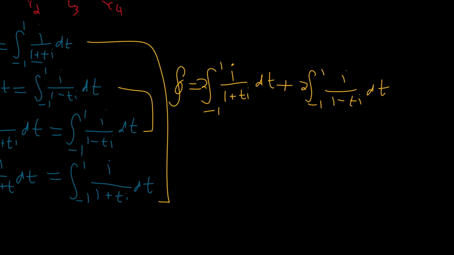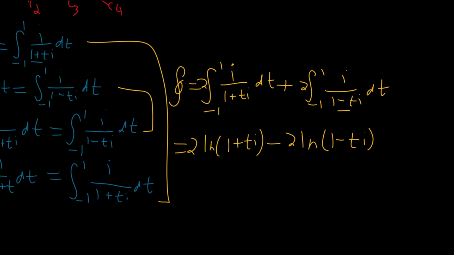And these right here are really just natural log integrals. So here, this is going to be 2 times the natural log of 1 plus ti. You can verify that, just differentiate with respect to t, and you get that extra term of i in the numerator. But for this one, it's going to be slightly different. Our only difference is that because we have this negative right here, it's just going to be negative 2 times the natural log of 1 minus ti.